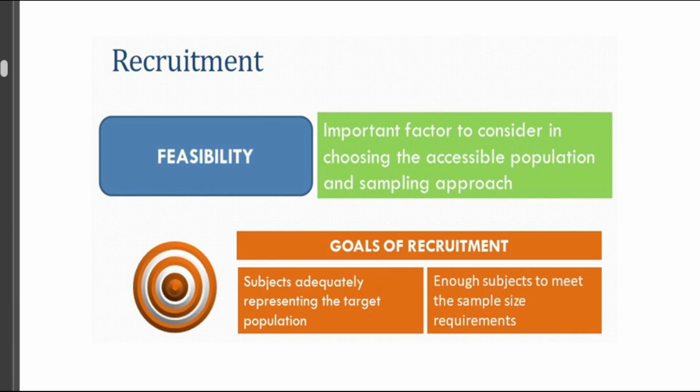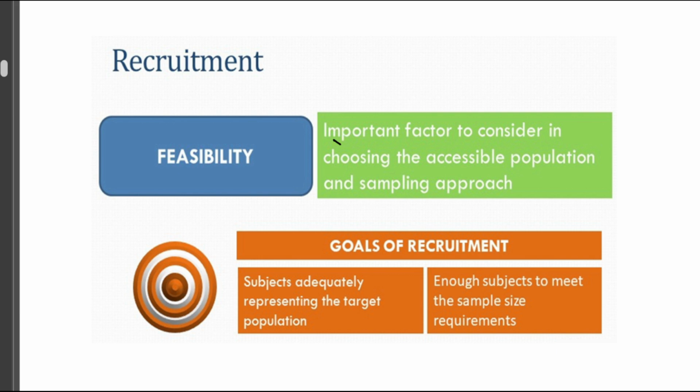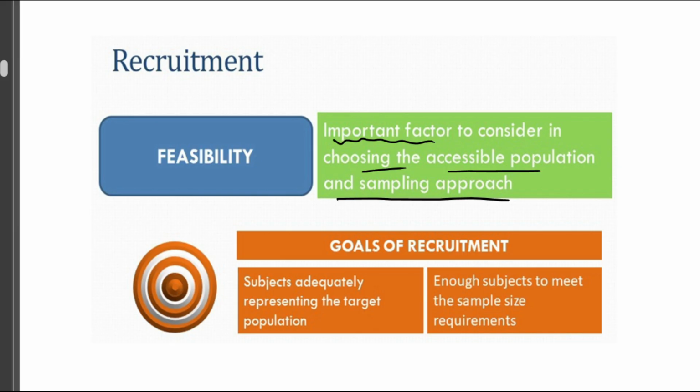Straight away they have given whatever is there in the question. See the question. While choosing the accessible population and sampling approach for selection of study population, that was an important factor to consider. So when you get this question in the examination, then you have to take feasibility as the answer. Please remember this chart of recruitment.